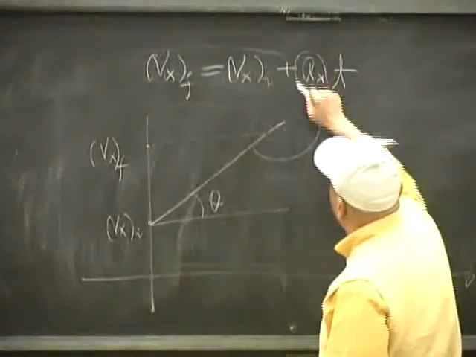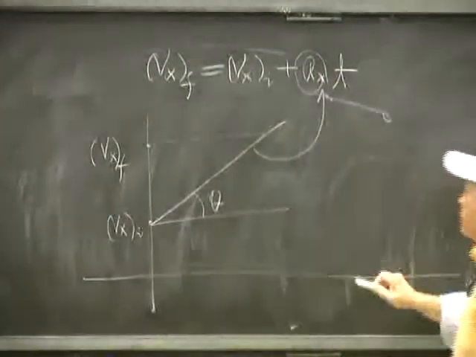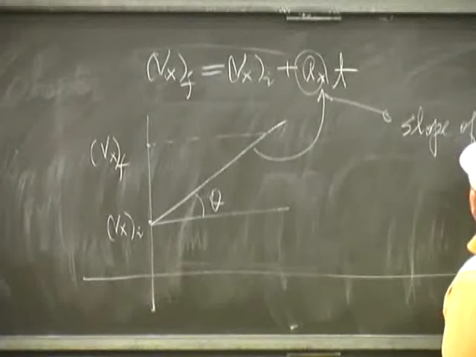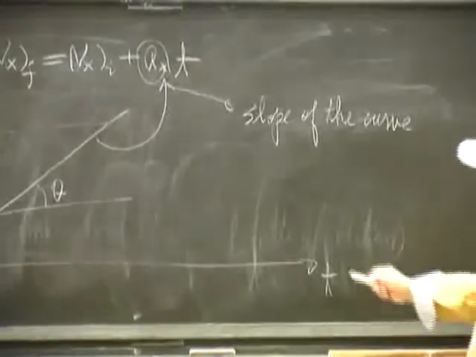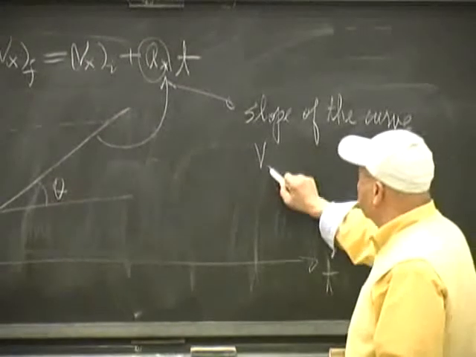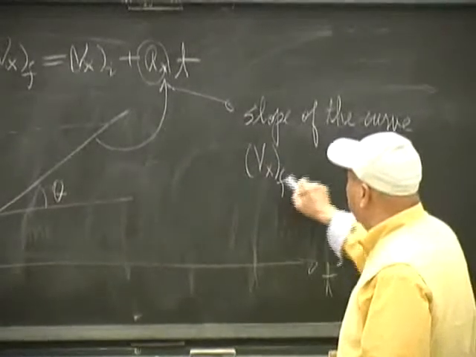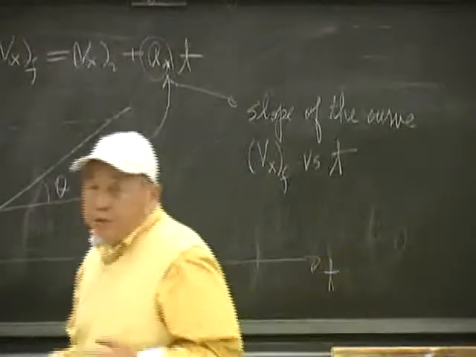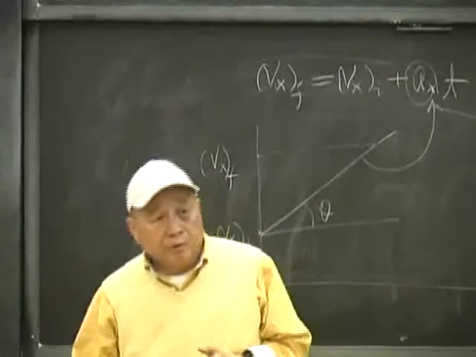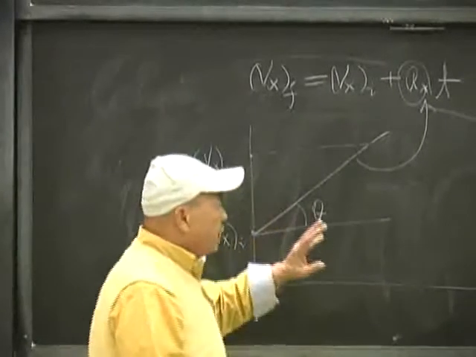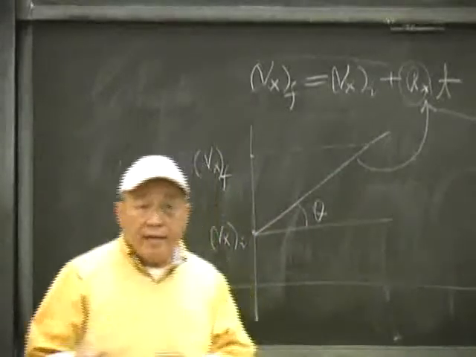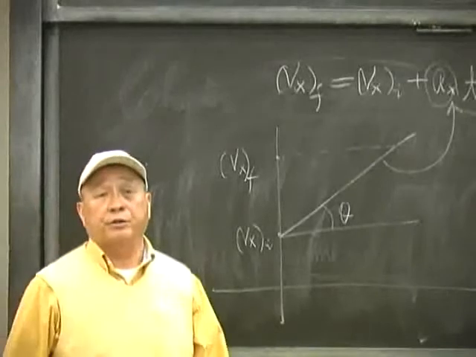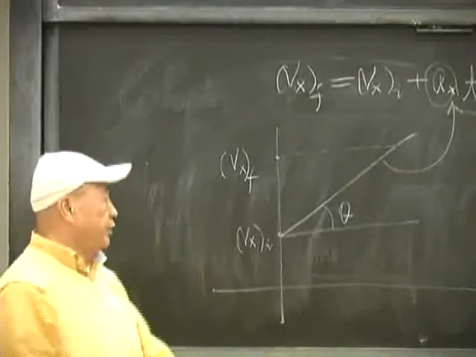This is the slope. The a sub x is the slope of the curve v sub x f versus t. That means if you have a velocity curve versus t, then at any point, at any location, the slope is the acceleration. So we are extending further.